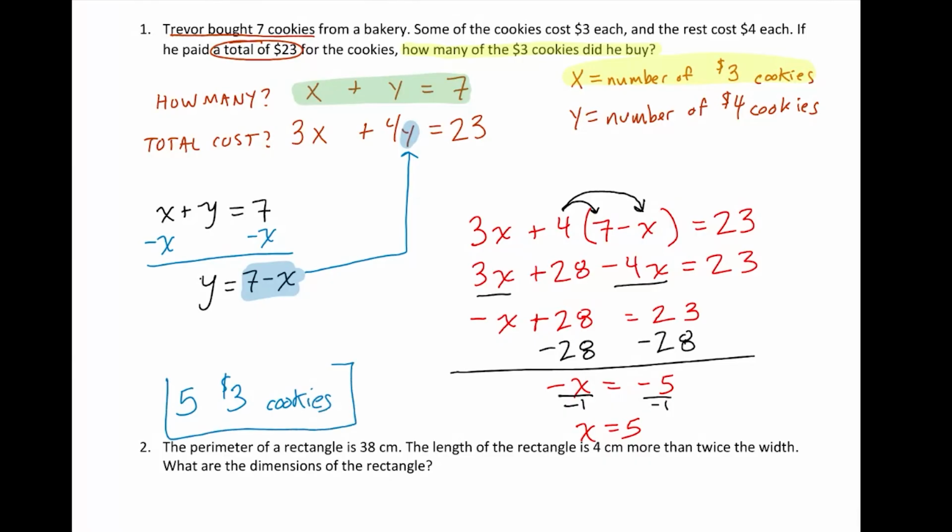How many $4 cookies are there then? If there's a total of 7, 2. Yeah, 2. So once you get one, getting the second one is usually pretty trivial. But yeah, it doesn't ask for both. Any questions about this one?